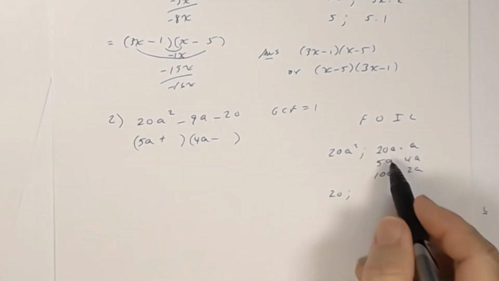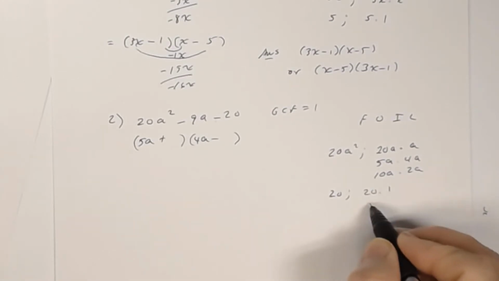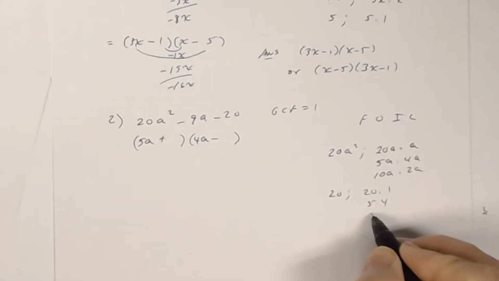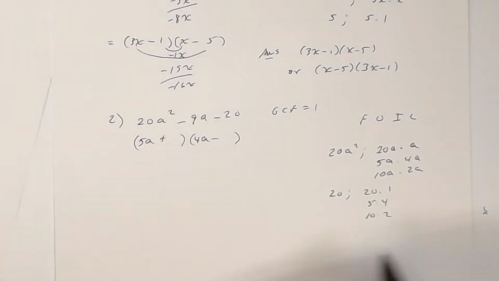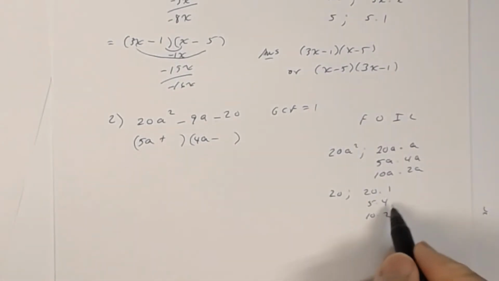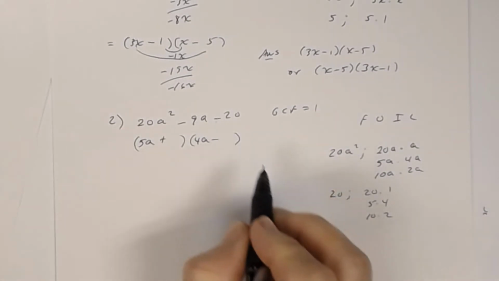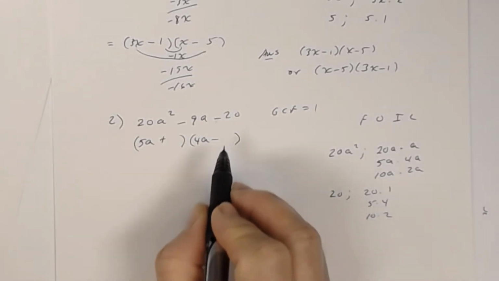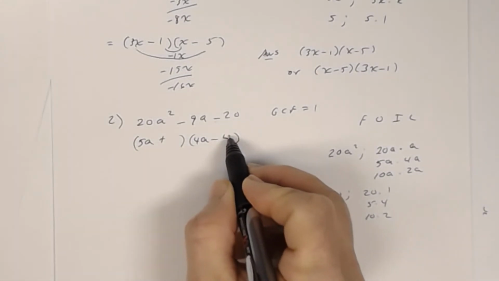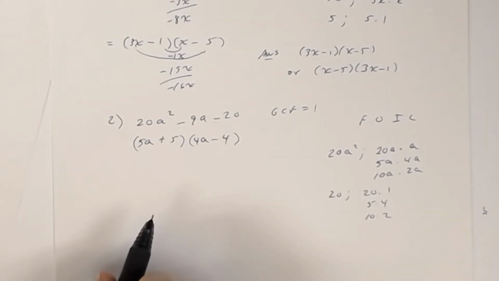Okay, so again, for 20, there's 20 times 1, there's 5 times 4, and then there's 10 times 2. All right? Now, let's go ahead and use the same idea. Let's use 5 and 4 first, since those are close together on the number line. I'm going to mention this because this is sometimes helpful. I'm going to put the 4 here and the 5 here. All right, now here's what I'm going to say about it.